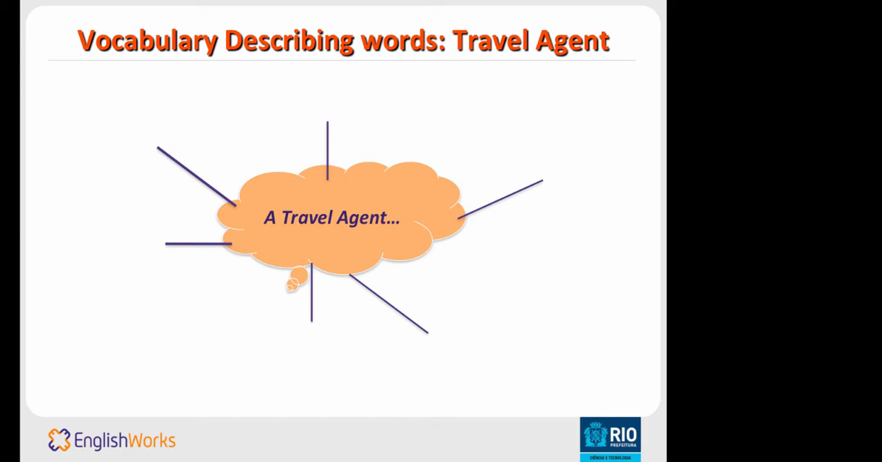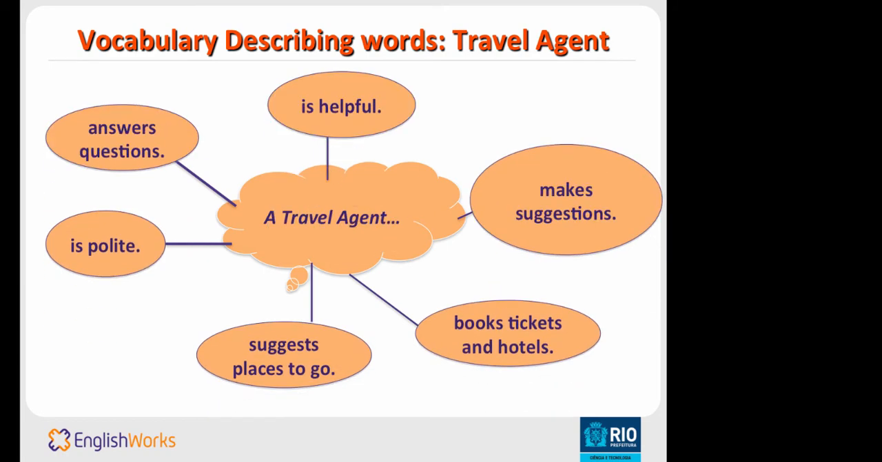Now, let's see some words. Okay, a travel agent is helpful, makes suggestions, books tickets and hotels, suggests places to go, is polite, and answers questions. All these are characteristics or qualities of a good travel agent.